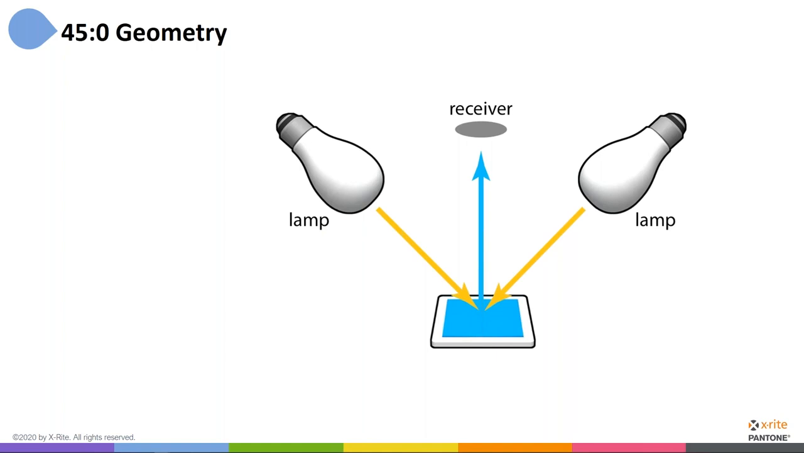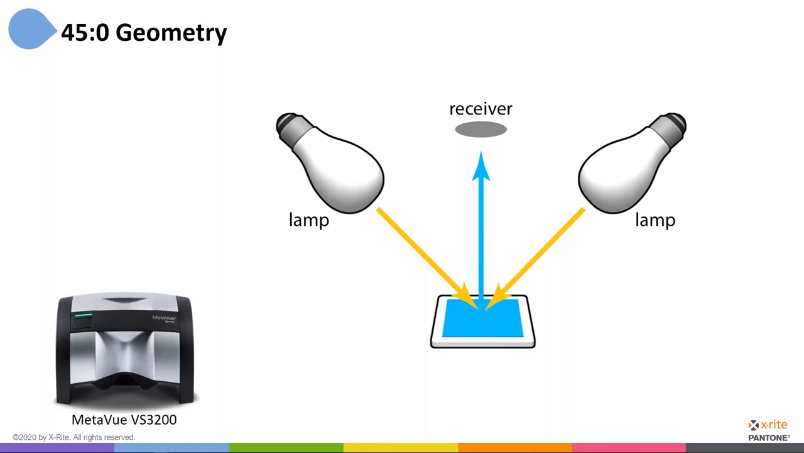It's a directional light source shining at a specific angle. Think of it like a spotlight. It's a lamp with a lens that's focusing the light, so we get specific light coming at that 45-degree angle, and our receiver is at 0. An example of that device is the X-Rite MetaView VS3200. It's one of our devices that is this kind of geometry.